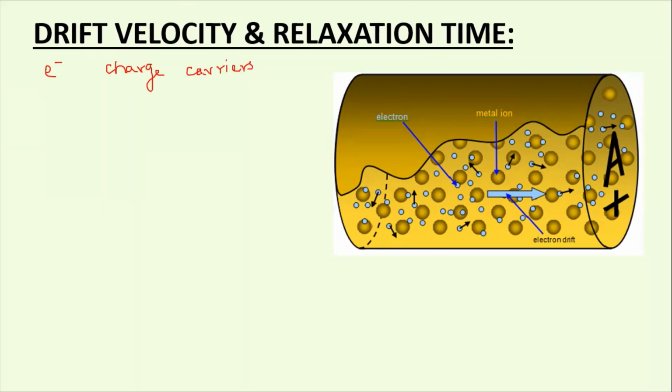Metals are conductors, right? So they will have a large number of free electrons, nearly 10 power 28 electrons per meter cube. Okay, 10 power 28 means it is a very big value, right? So that many free electrons will be available per meter cube.